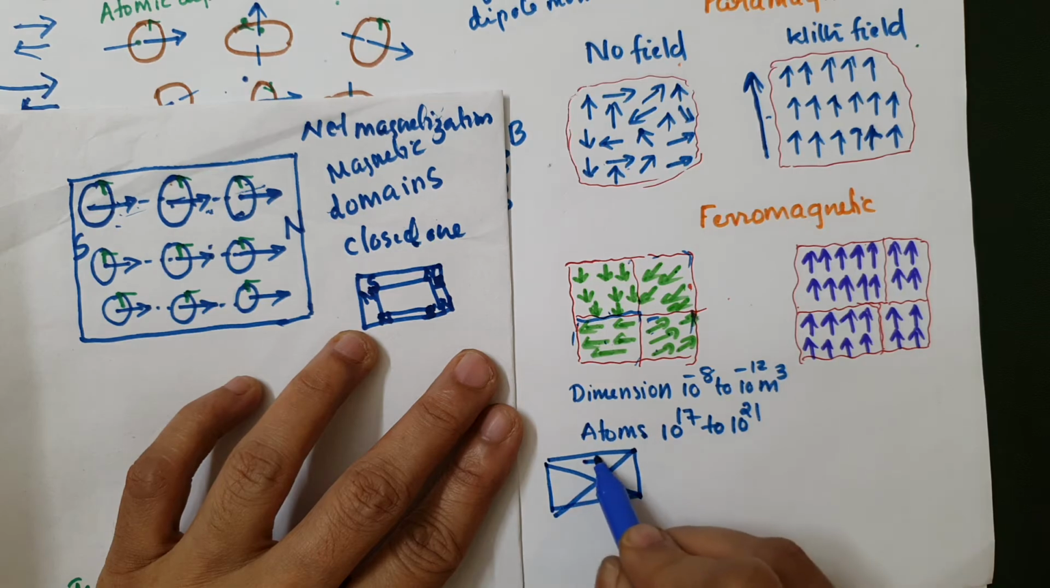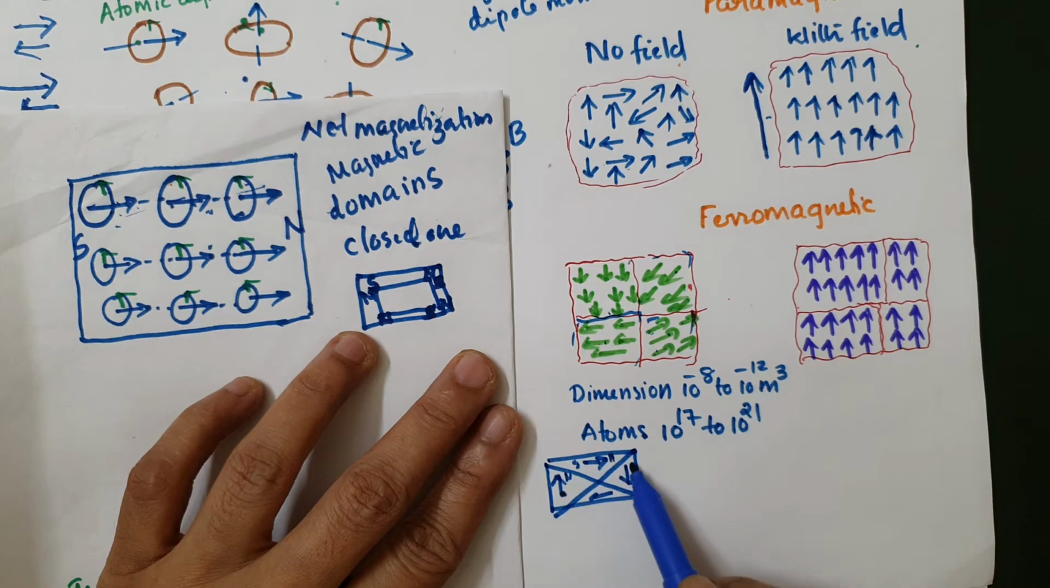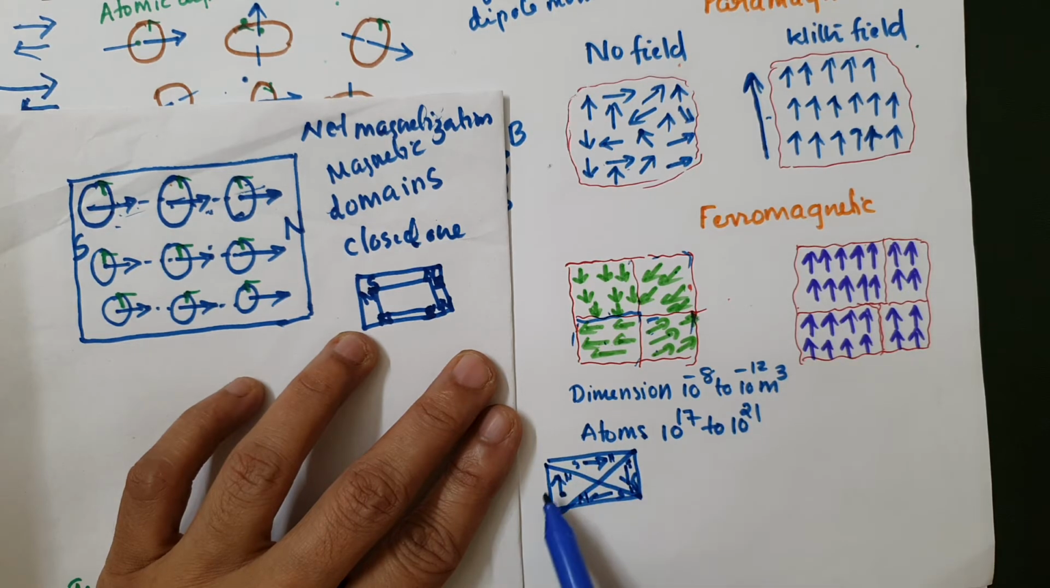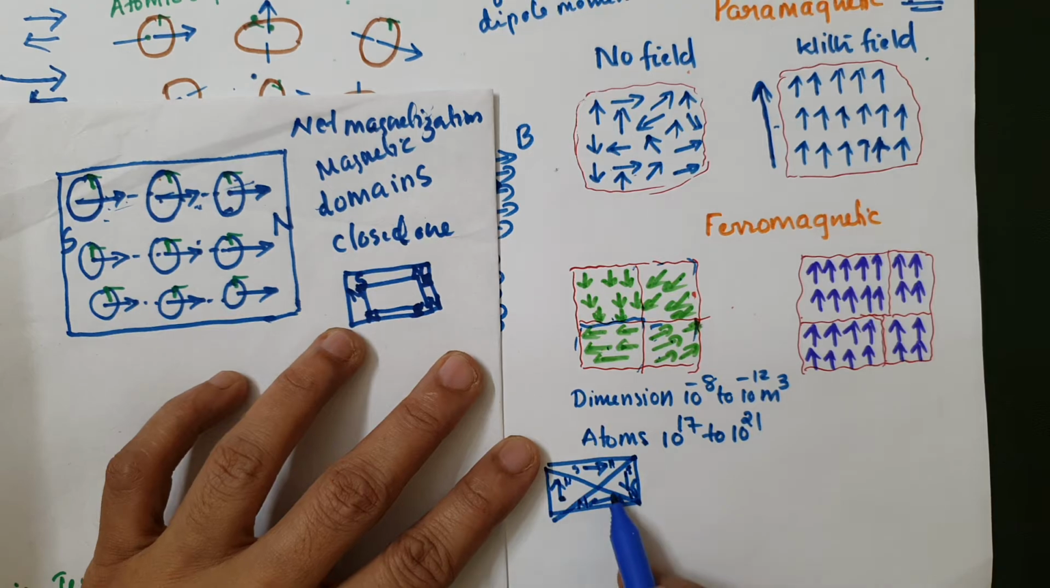Here this is the alignment of magnetic dipoles, that is, it forms a closed loop. This is a north pole, this is south pole, this is south pole, this is north pole, and this is south pole, this is north pole, and this is south, this is north, and this is a closed one. And in the absence of the field, this forms a closed one.